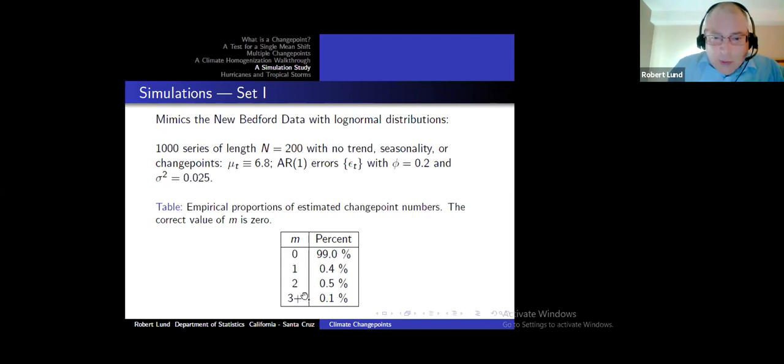Of the 5 runs, it told me there were 2 change points. And I believe actually one of the runs gave me 4 change points. So it's doing pretty well. It's getting the right answer 99% of the time.